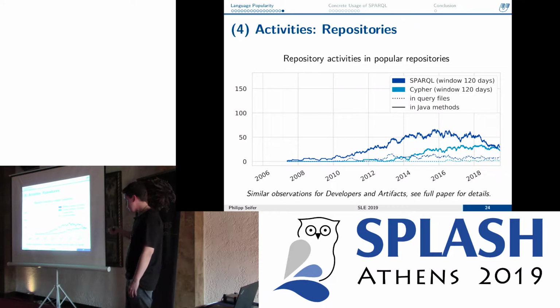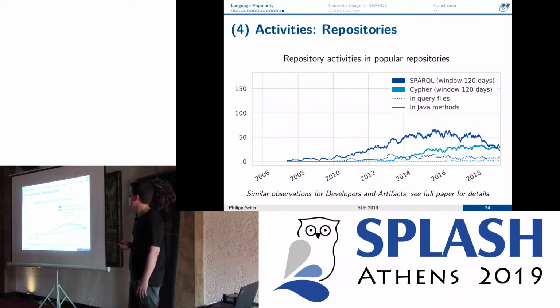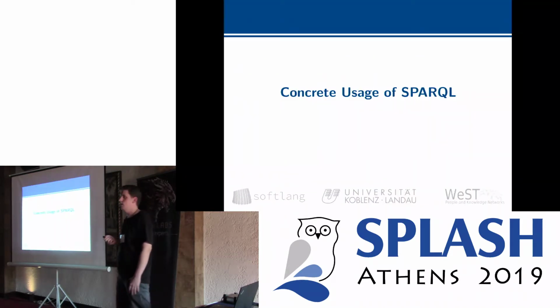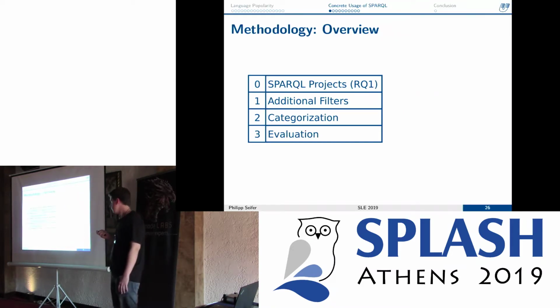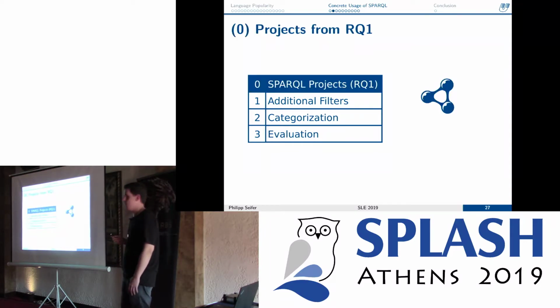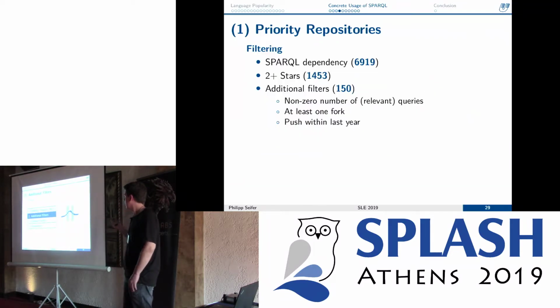And the full activities for unique developers and unique artifacts show similar results, and you can look at them in the full paper. So secondly, we will look at the concrete usage of Sparkle. And here we again start with the same set of Sparkle projects we initially selected, and we will then use additional filters to reduce the number of projects, so that we can then manually look at them based on a ranking we define. So this looks like this.